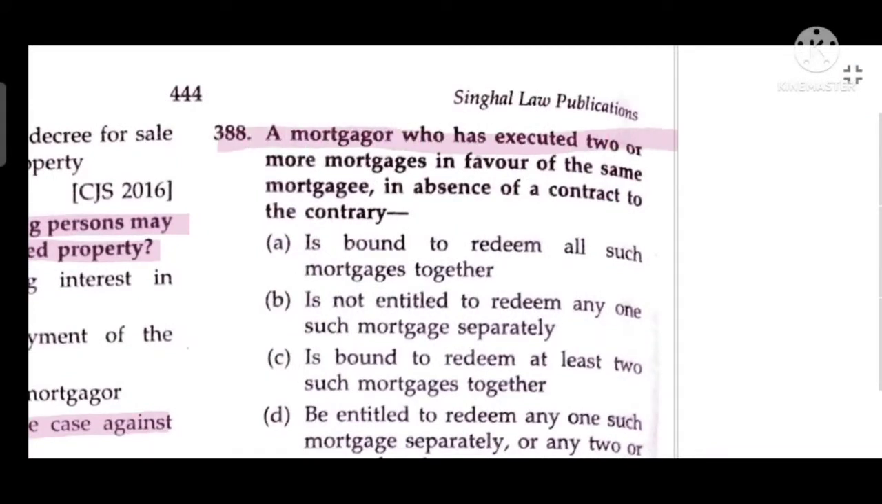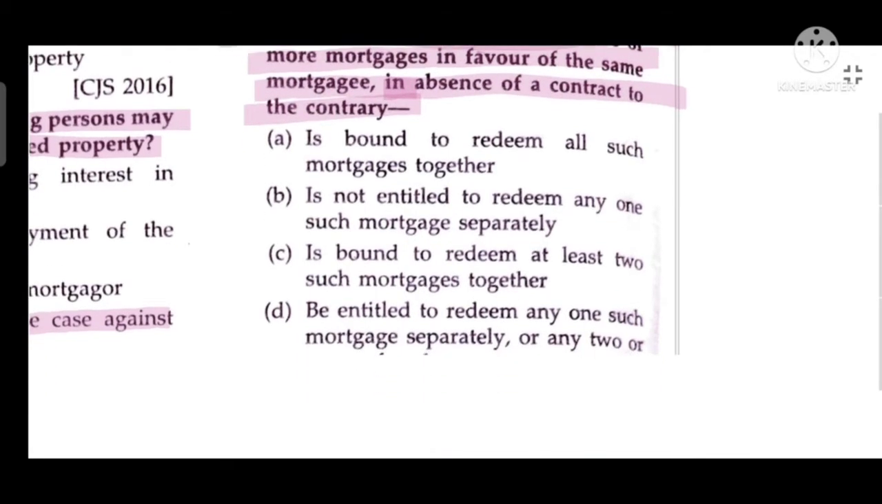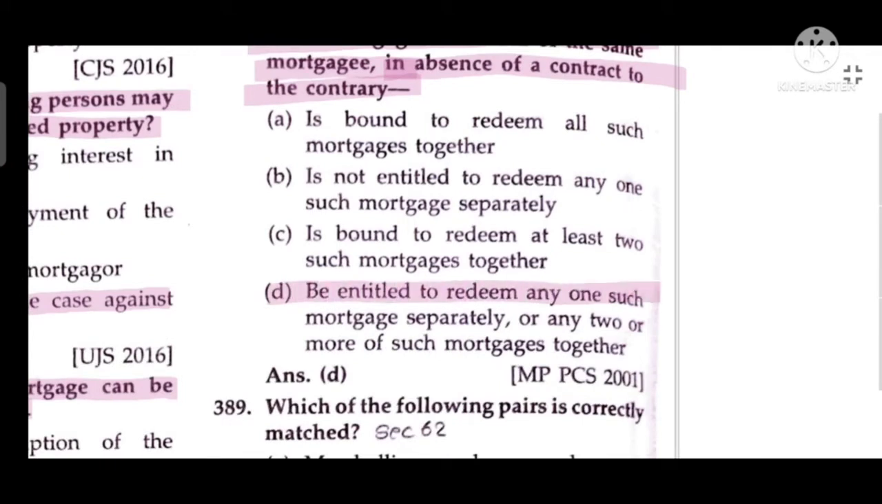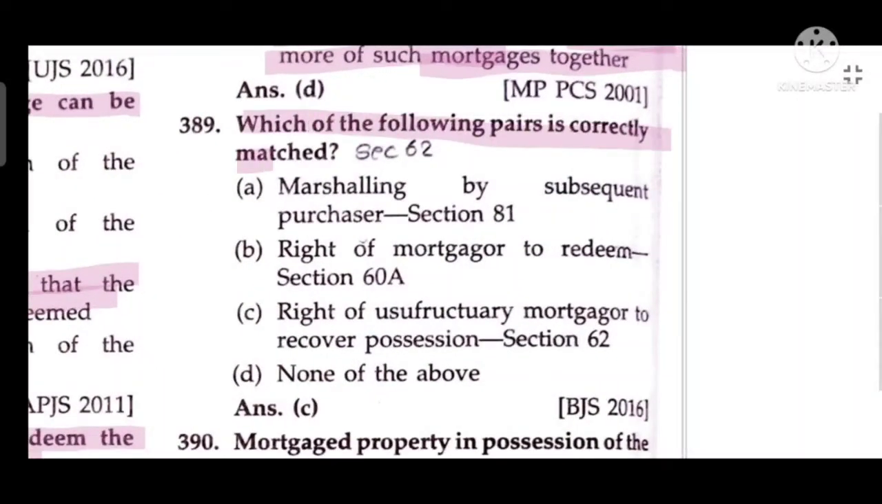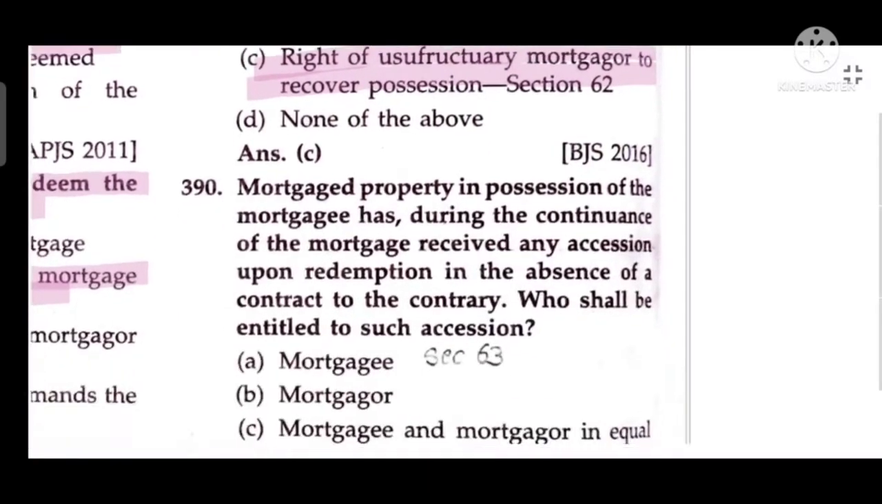The mortgagor who has executed two or more mortgages in favor of the same mortgagee, in the absence of a contract to the contrary, shall be entitled to redeem any one of such mortgages separately and any two or more of such mortgages together. Which one of the following pair is correctly matched? Right of usufructuary mortgagee to recover the possession, Section 62.